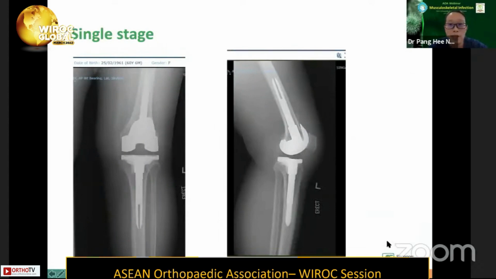So a single stage operation is not one operation; it's actually 2 operations in one. For the first part, all the implants are explanted. We give a good wash with the biofilm blasters, and then we stitch up the patient, redrape, regown, and use another set of instruments for the second stage, for the re-implantation. So it's actually a 2-in-1 operation. It's not advisable to use the same instruments for your explantation and your re-implantation.